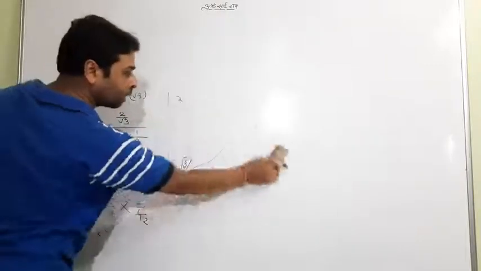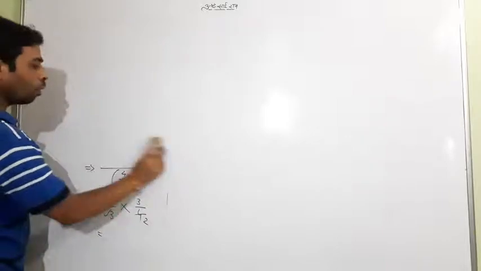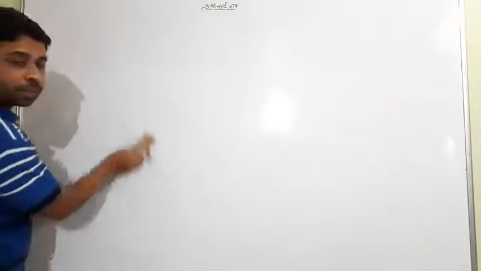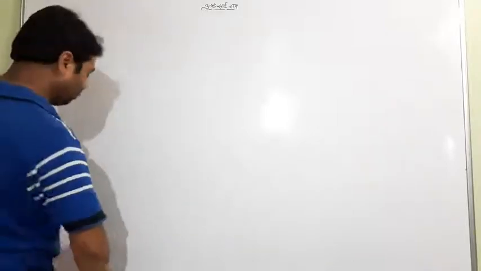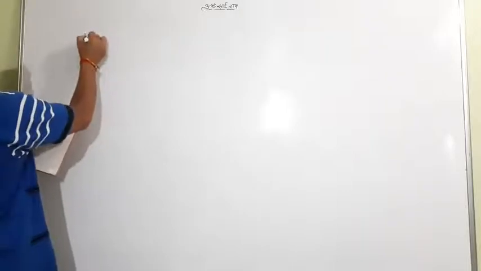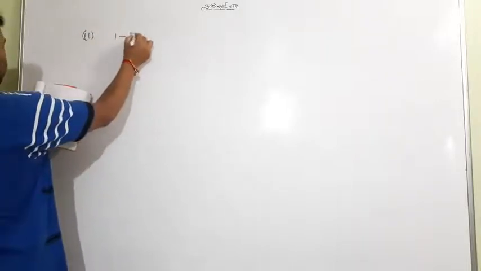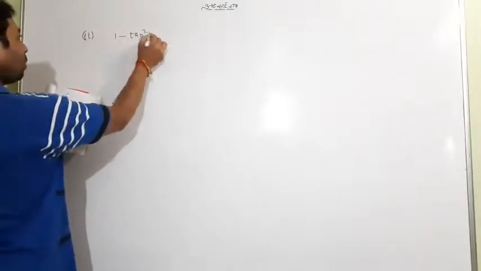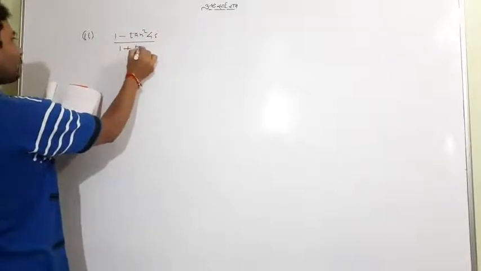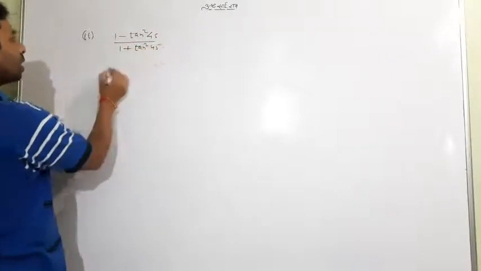The answers are different because the approach to the answer is very important, how you have got it. Question number 2 is 1 minus tan square 45 upon 1 plus tan square 45. Now search out its answer.